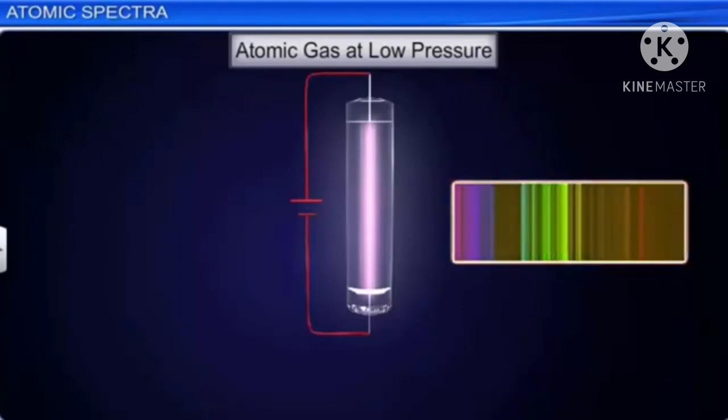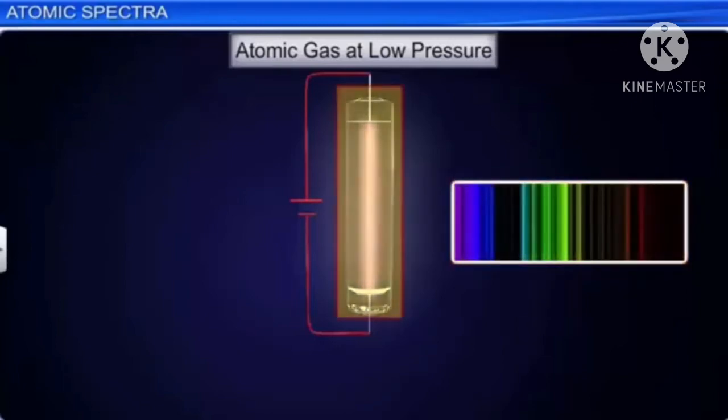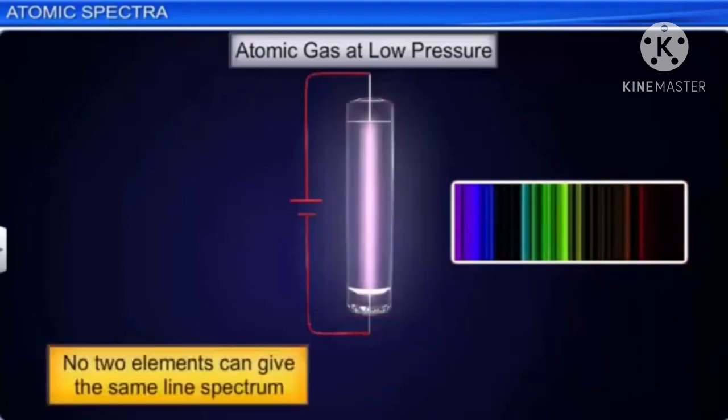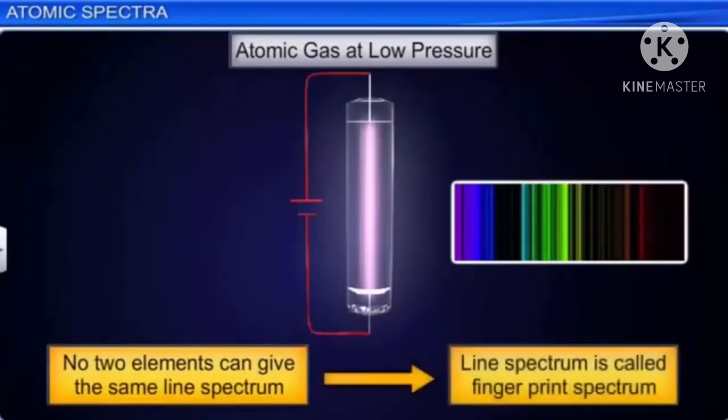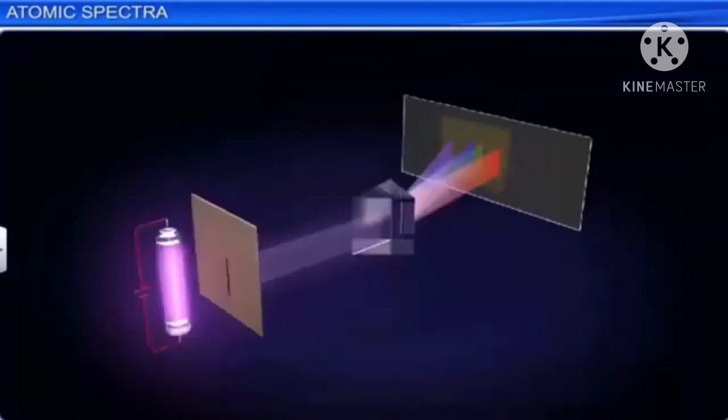The line spectrum is characteristic of the element emitting it. This means that no two elements can give the same line spectrum. Hence, it is also called the fingerprint spectrum. An emission line spectrum consists of bright lines on a dark background.